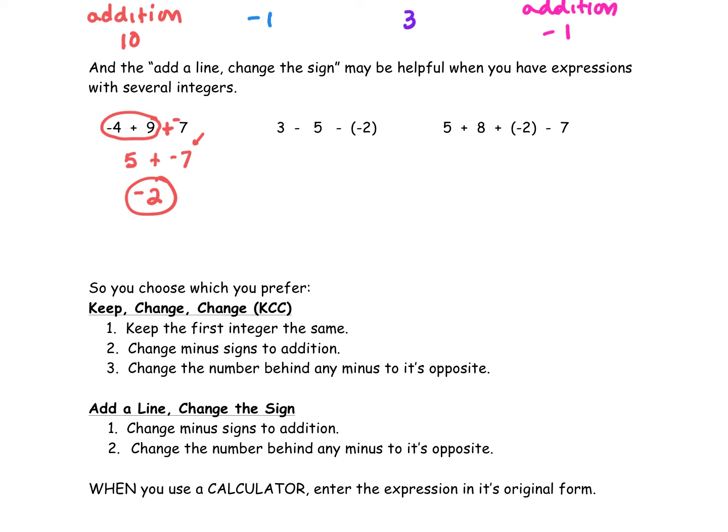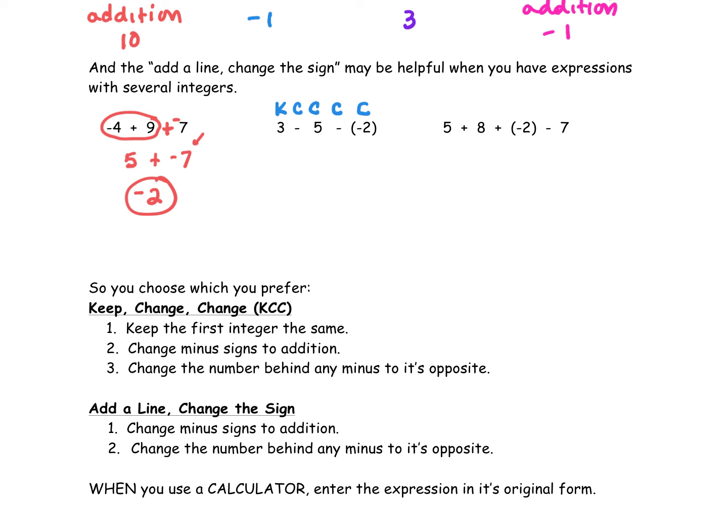This next example is where I want to show you a keep, change, change. So here's what this would look like if we employed keep, change, change. We would keep the first number. We change minuses, and then we have to change the number behind it. And behind that is another minus, so we would change that, and we would change the number behind it. So we really have a keep, change, change, change, change. So that might be a little bit daunting to look at.